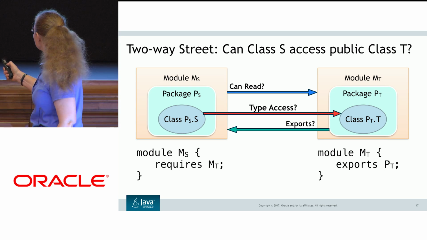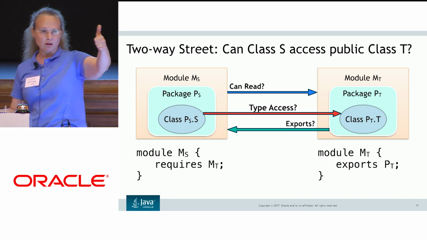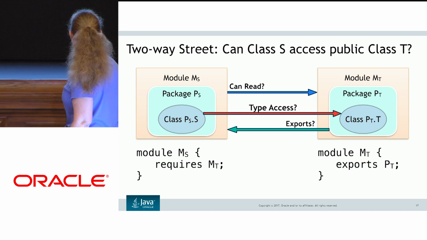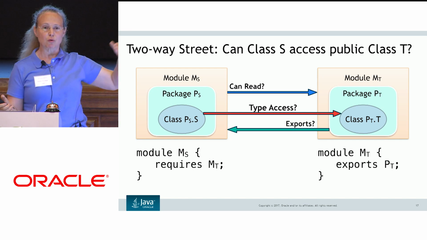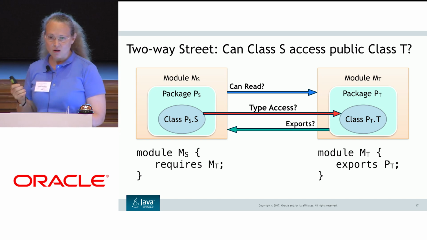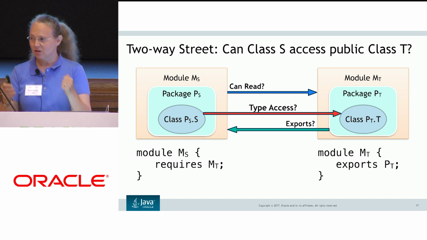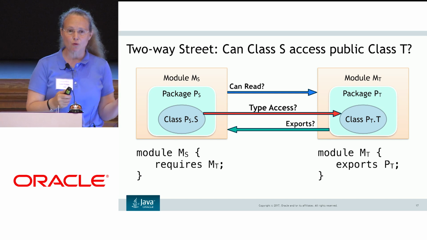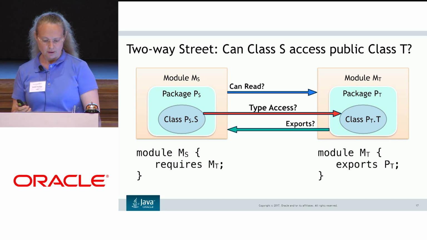Okay? So in this particular case, our module MS requires MT. Check, got the reads. Module MT exports PT, okay? Where this means exports to all. So in this case, the answer is yes. But this is the heart of the new access checking, okay? We've set up our module boundaries. We explicitly declare our dependencies. We explicitly export. Access checking checks this at compile time and at runtime, okay?